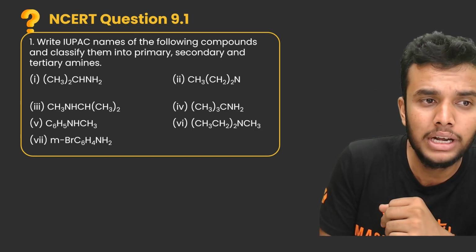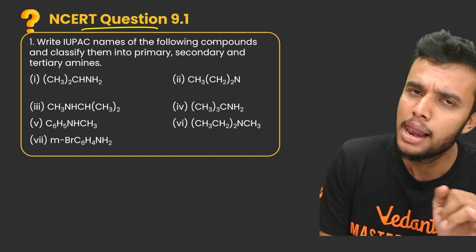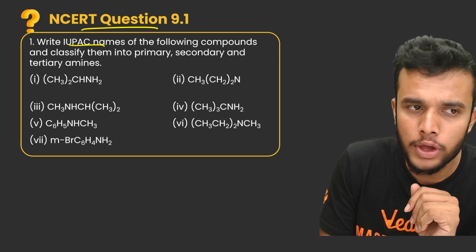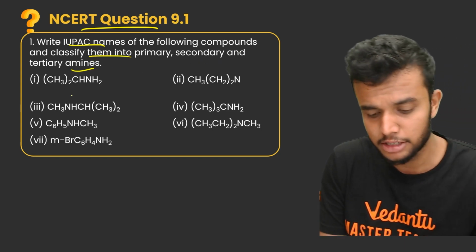Students, in this video we discuss the solution for the NCERT question 9.1 from the unit Amines. Let's move on to the question. The question is, write IUPAC names of the following compounds and also classify them into primary, secondary and tertiary amines. Let's move on to the first one.